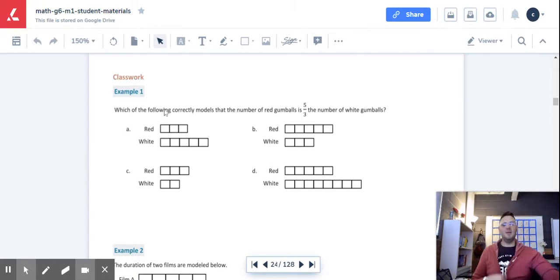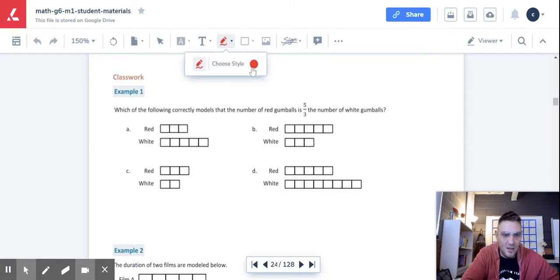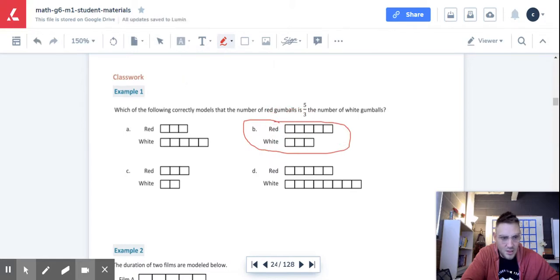I have it pulled up in my entire unit PDF, and I'm going to go over the examples. The first one asks: which of the following correctly models the ratio of red gumballs to white gumballs, 5 to 3? Because it said red gumballs first, red is 5. So we're going to figure out which one has 5. 1, 2, 3, 4, 5. It happens to be that one right there. So it is probably going to be this one, 1, 2, 3, 4, 5, but it might also be this one.